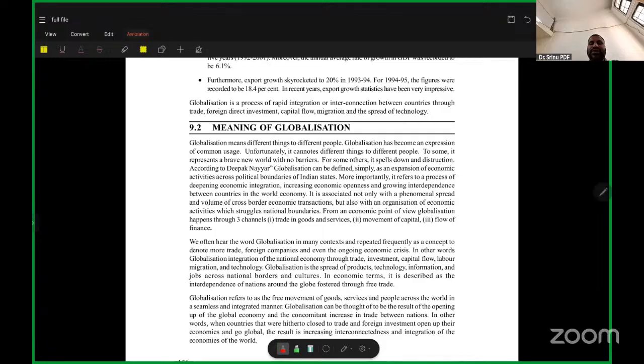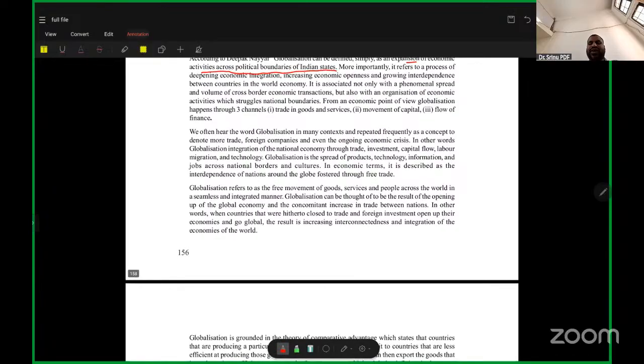So simply, we can say that it represents the brave new world with no barriers. According to Deepak and Nayal, globalization can be defined as a simple expansion of economic activity across political boundaries in Indian states. So this is globalization.